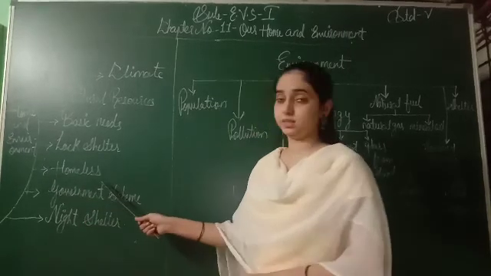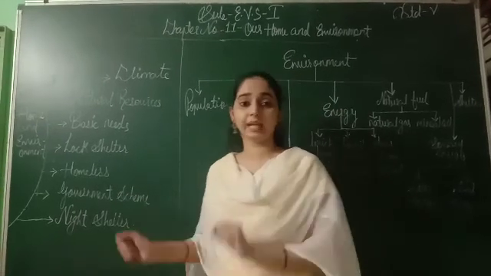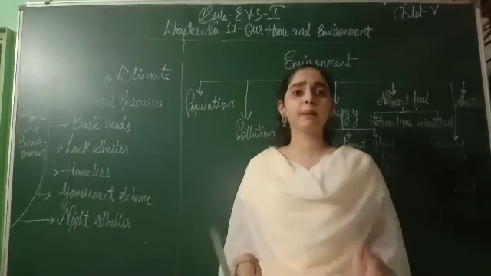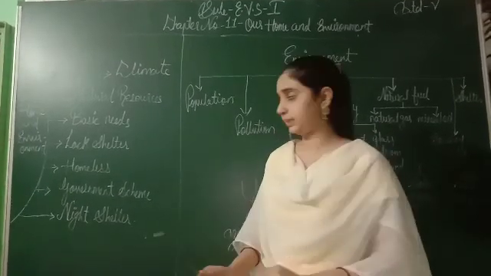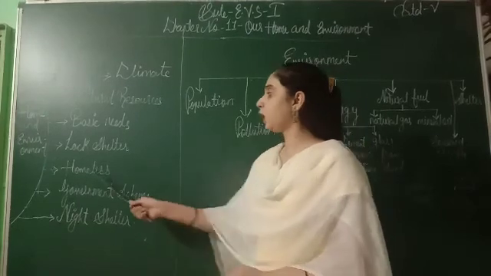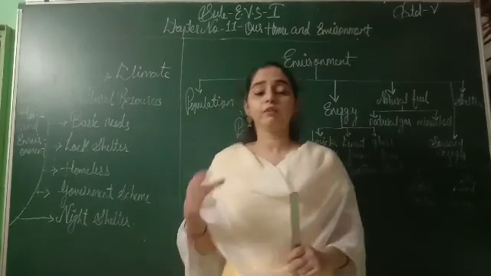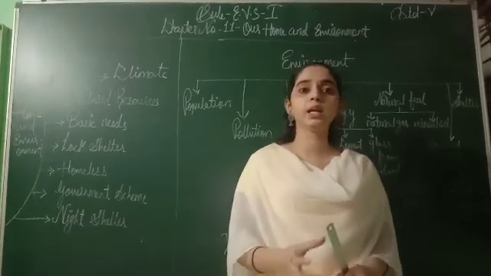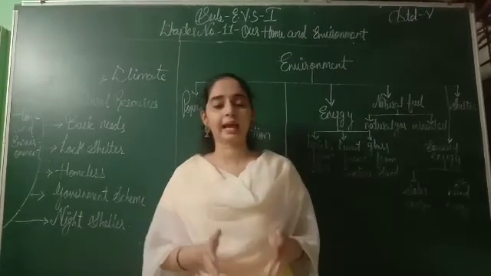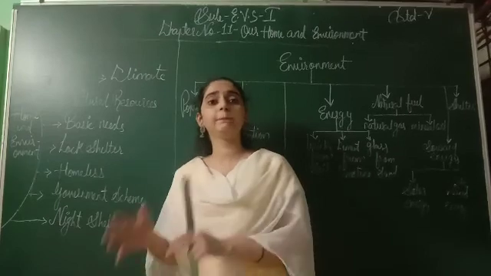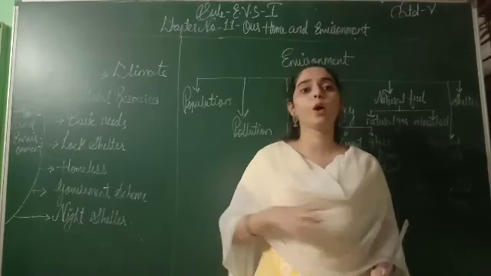Next is homeless. Homelessness is a very important problem in our society because there are many people who do not have a proper house; they are homeless. Government scheme: because of this homelessness, the government implements different kinds of schemes for people who do not have a proper house. Last one is night shelter. The government has also started night shelters for people who do not have a house, so they can stay at night in a proper house.